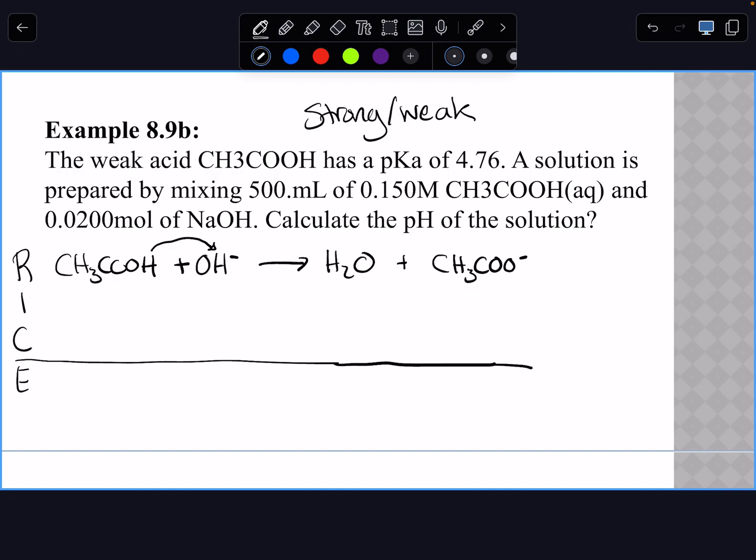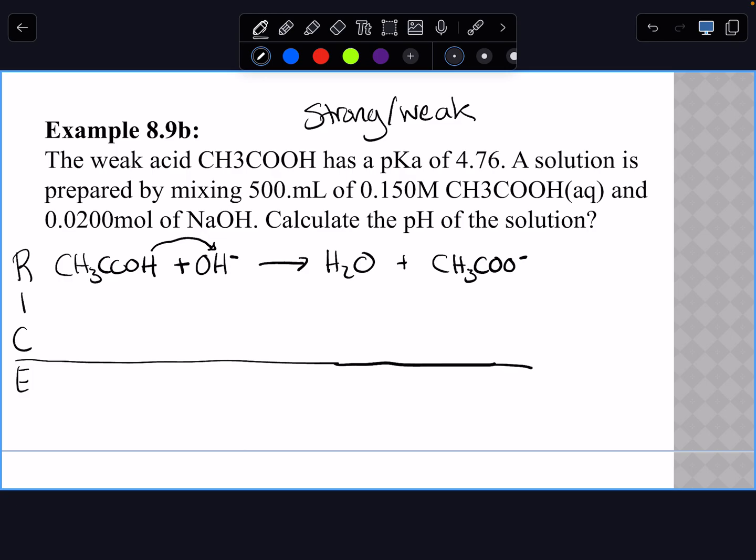Now, as I solve this problem, I am going to be changing colors on purpose. If it's easier, just keep writing with your pencil, but if at the end you want to go back and highlight, it might help you remember where things came from. All right, so we need to plug our initial amounts into our RICE chart, but they have to be in the unit of moles.